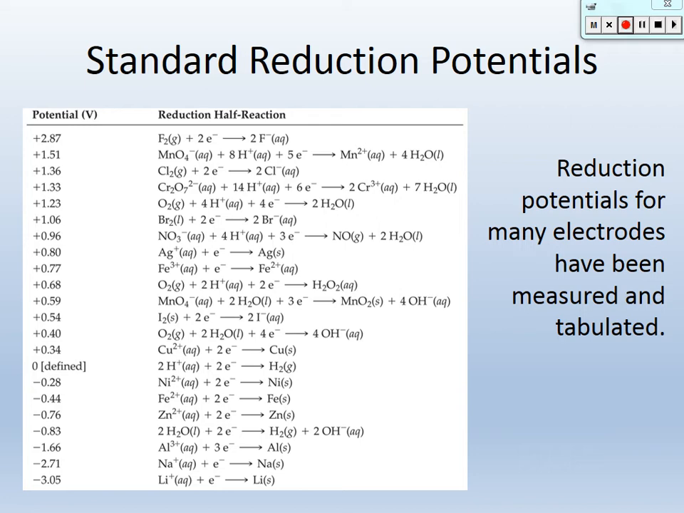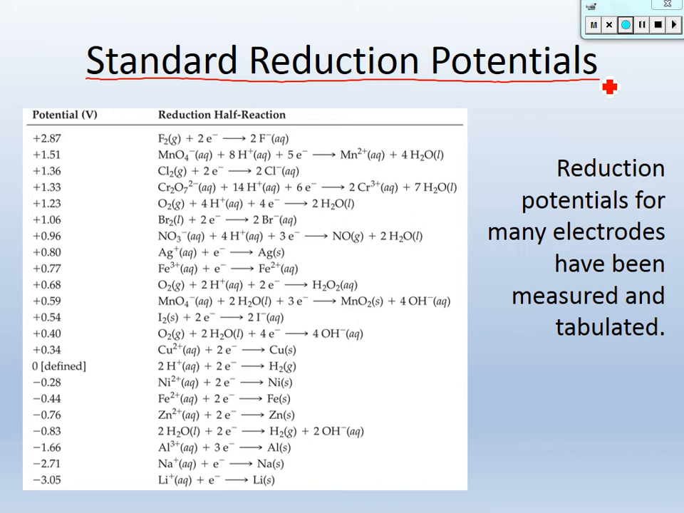This is called the standard reduction potential table. This is the paper that I was talking about earlier that I passed out in class. If you don't have one, make sure you come and get one from me. There's also a copy of this in your student workbook. But I wanted to spend a lot of time looking at this for a second.